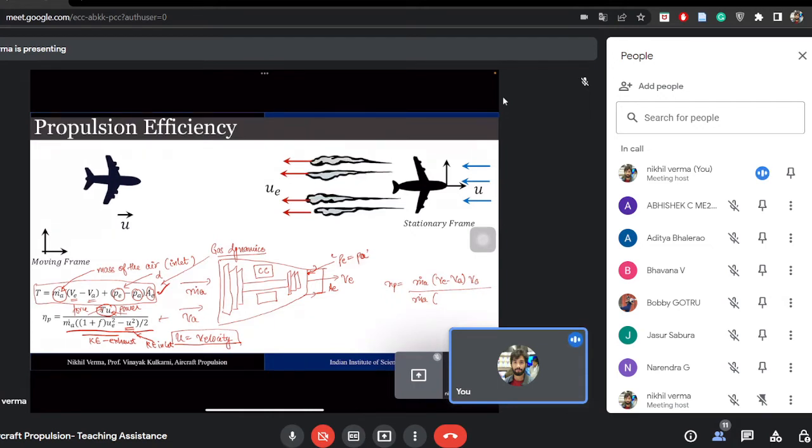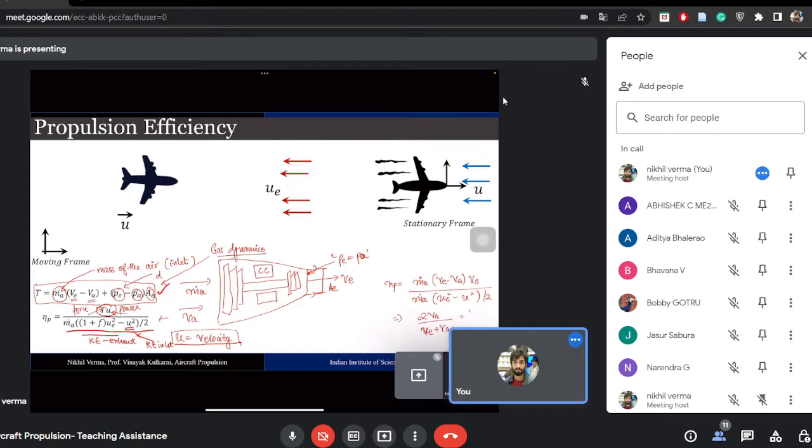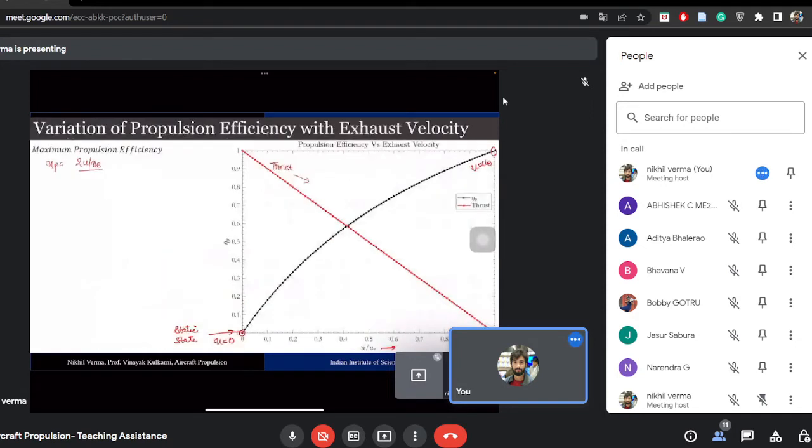Now let us see this equation. So this is VE minus VA square by 2. If you solve this, you will get 2 VA by VE plus VA. Then you will get 2 times VA by VE, divided by 1 plus VA by VE. So 1 plus U by VE. Let's consider this quantity as X.